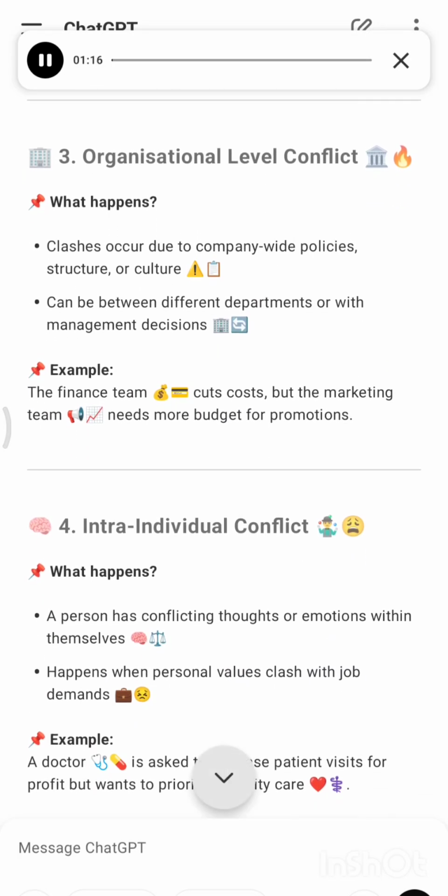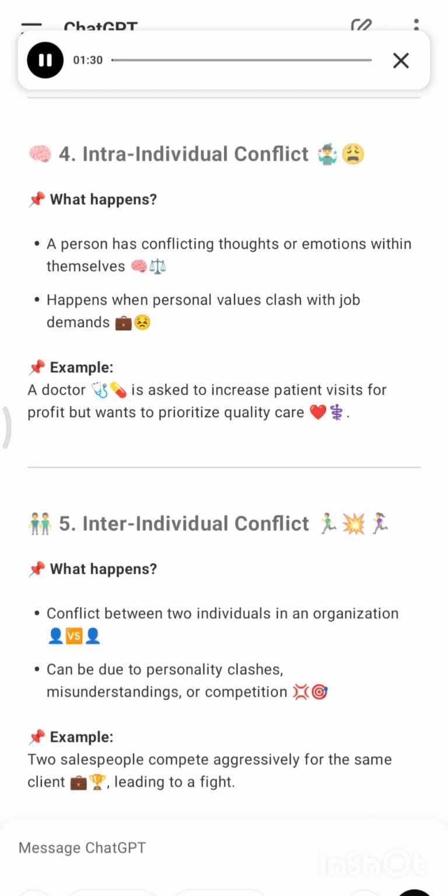4. Intra-individual conflict. What happens? A person has conflicting thoughts or emotions within themselves. Happens when personal values clash with job demands. Example: a doctor is asked to increase patient visits for profit, but wants to prioritize quality care.